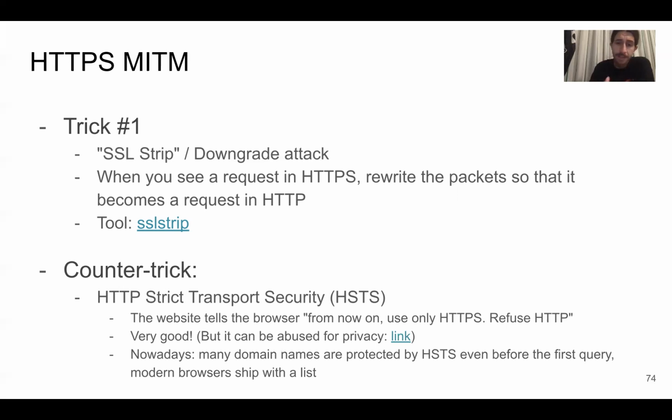The problem of this HSTS at the beginning was that you need to trust the first connection. If you go to facebook.com the first time, and during the first time there is an attacker, then this HSTS will not kick in. The current solution is that nowadays, for many of these very, very popular domain names, there is already a list loaded in the browser that says, for facebook.com, google.com, gmail.com, instagram.com, whatever it is, always use HTTPS without waiting for the server to tell us to use HTTPS. And in this case, this kind of downgrade attack is solved.